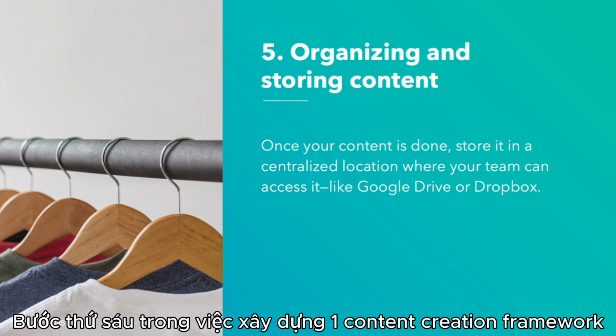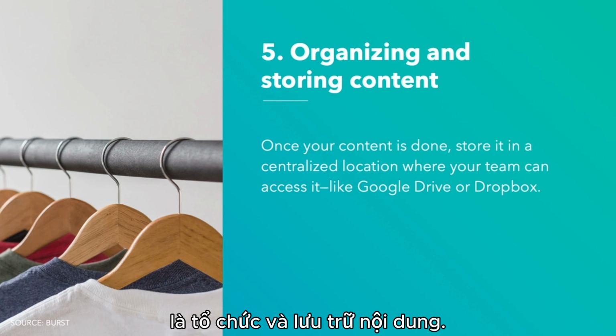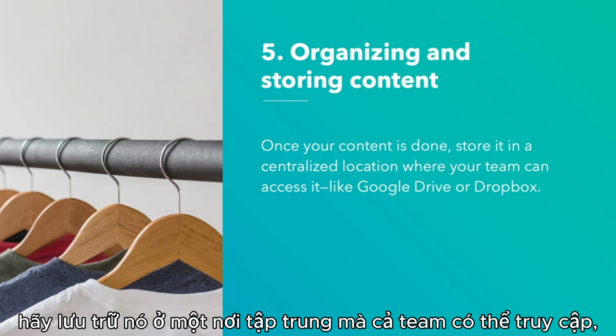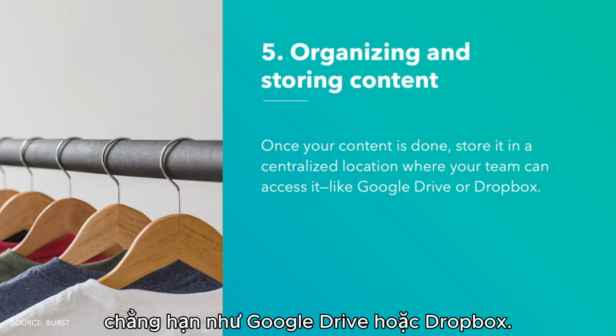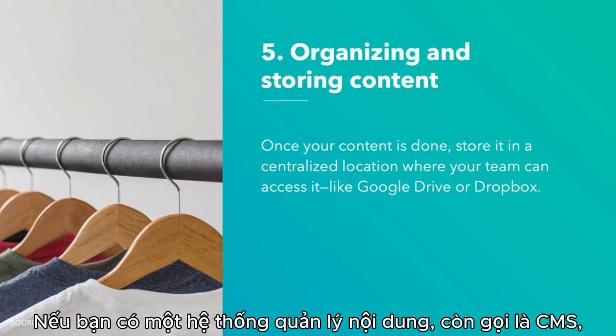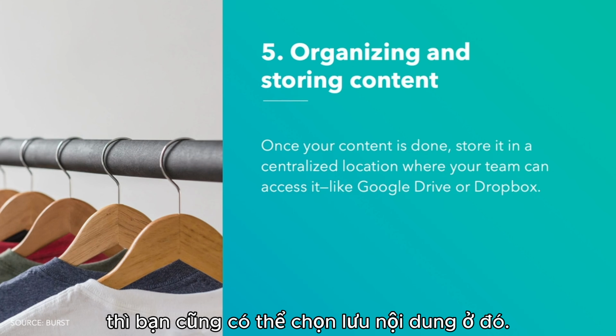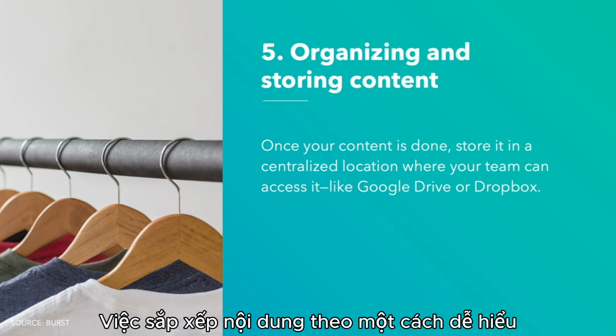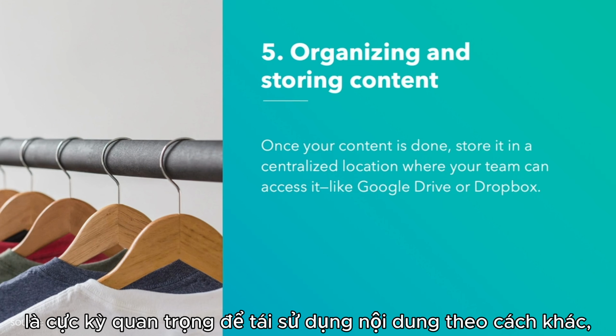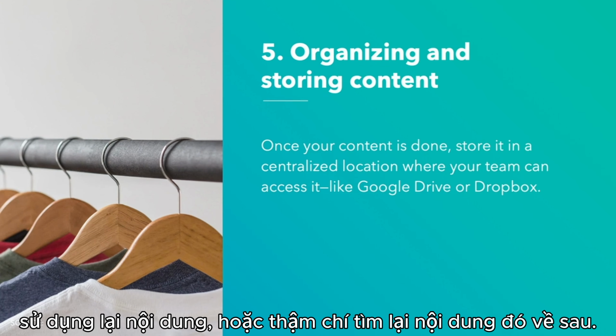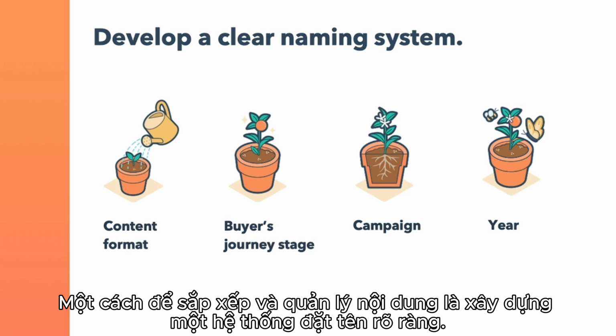The 6th step in building a content creation framework is organizing and storing content. Once your content is done, store it in a centralized location where your team can access it, like Google Drive or Dropbox. If you have a content management system, also known as a CMS, then you could choose to store it in there as well. Organizing your content in a way that's easy to understand is critical for repurposing, reusing, or even finding that content down the line. One way to organize your content is to develop a clear naming system.